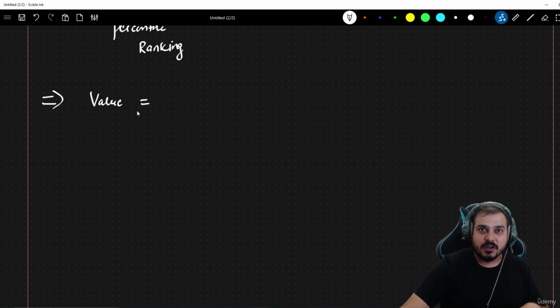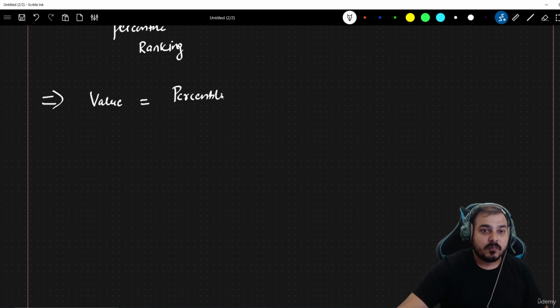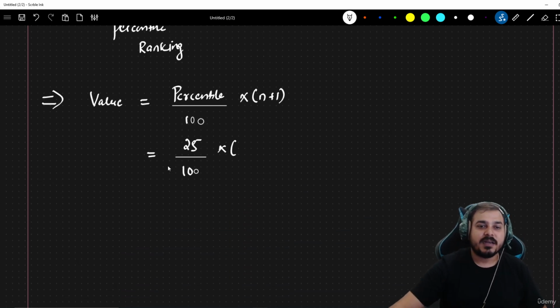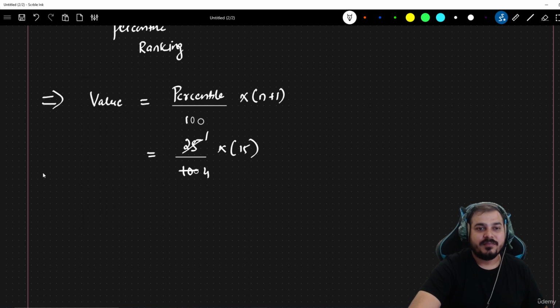If I want to get the value when a percentile is given, then the formula will be percentile divided by 100 multiplied by n plus 1. So what is the percentile that I want to find out? 25, I told you 25, right? Divided by 100 multiplied by, what is n? The total number of values is 14. So n plus 1 will become 15. So now 1 and 4, so 15 divided by 4 is actually 3.75.